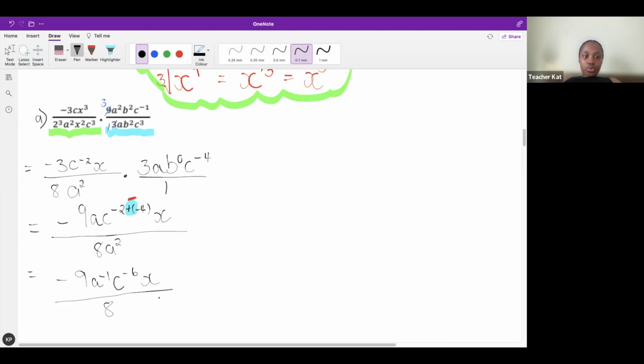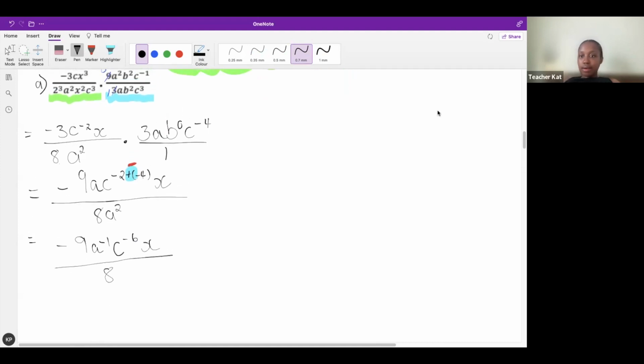Now, do we leave our answer the way it is? No, we want positive exponents. So, which ones are going to move? Tell me which variables are going to move. A and c. So my numerator, I'm going to be left with -9x all over 8ac to the power of 6. Beautiful.